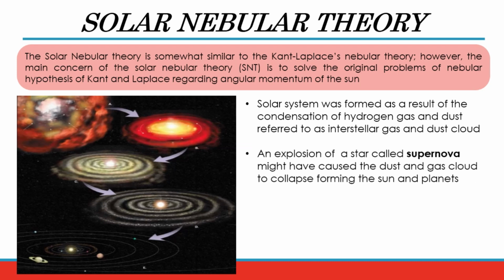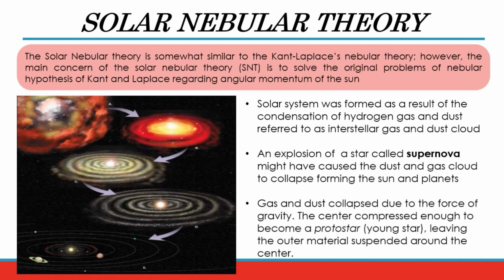The solar nebular theory suggested that something might have triggered the condensation of the gas and dust cloud, and this could have been a result of an explosion of a star, also known as supernova. The gas and dust collapsed due to the force of gravity, and the center compressed enough to become a young star, also known as protostar, leaving the outer material suspended around the center.